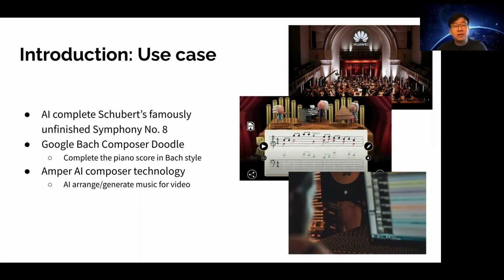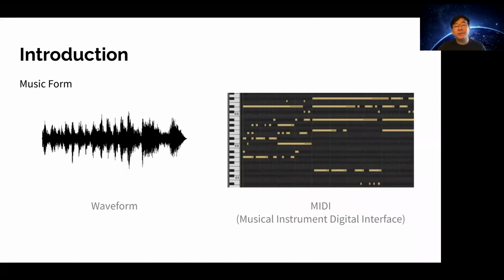Another application is in content creation. Apps like Ampers can automatically generate music for video, which can bring some new ideas to the creator and save creators' time. So before we talk about generative music, let's talk about the music itself.